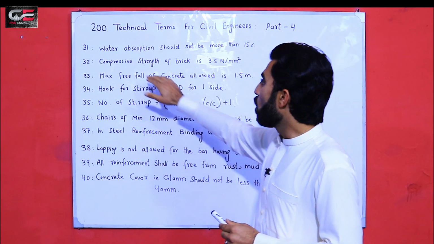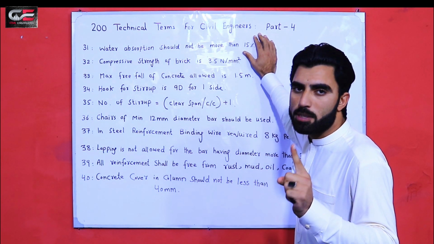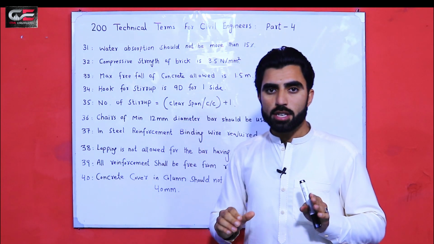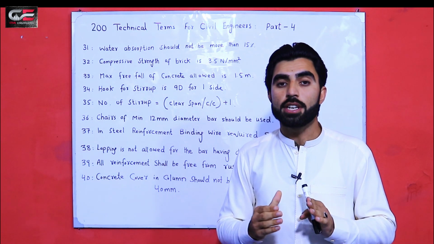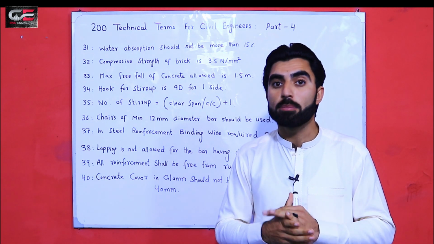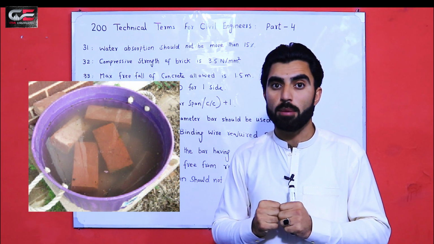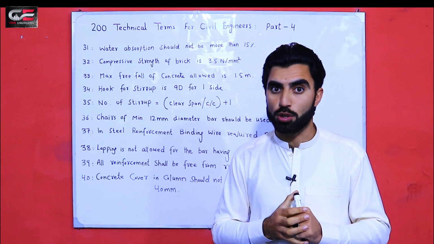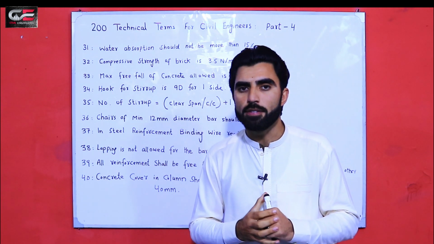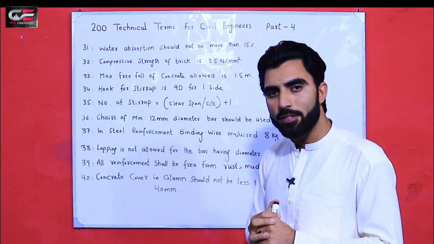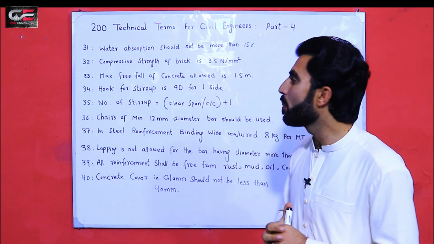The first one is water absorption should not be more than 15% for first class brick. This is one tip in checking a first class brick, that the brick should be checked for water absorption. If the brick absorbs more than 15% of water from its own weight, then it should be a second or third class brick. So it should not absorb more than 15% of water.